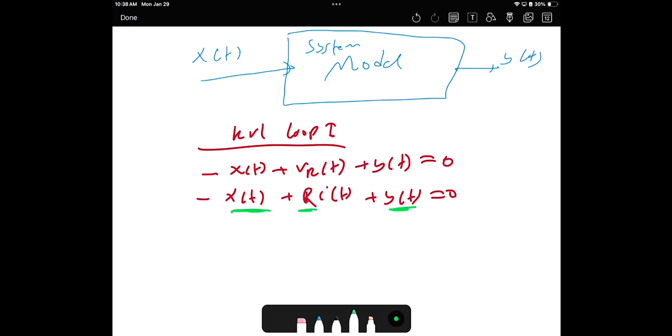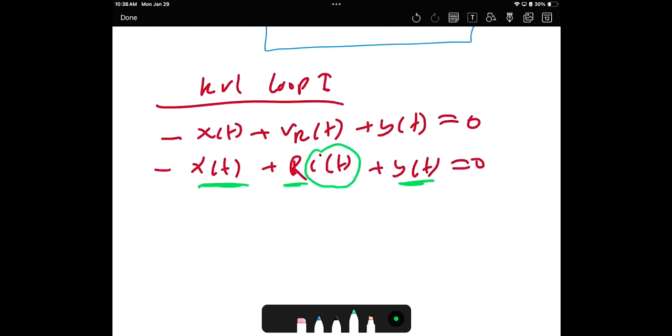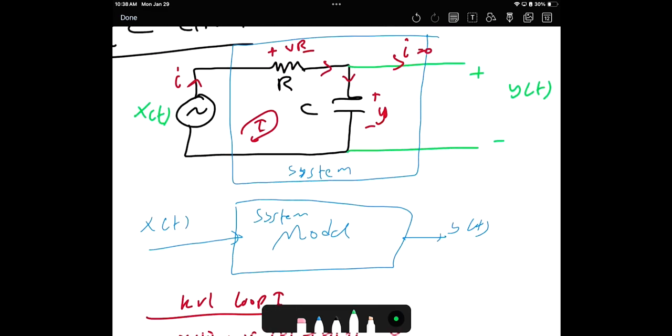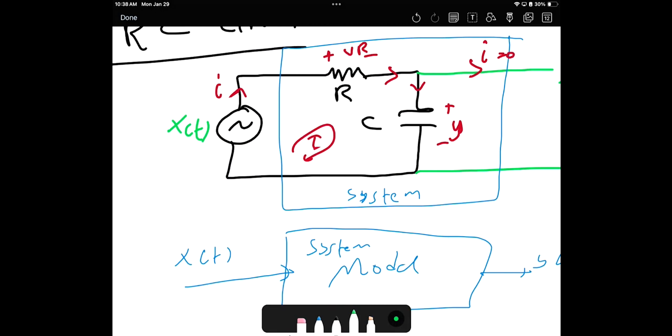R is constant, that's fine. But my concern is I of t. I mean, I have only one input in this system. I didn't have two inputs. So I need to get rid of I of t. I cannot model my system when I of t exists. How can I remove I of t? Let's look at the circuit to see, is there any simplification for I of t? I need to remove I of t from the circuit.